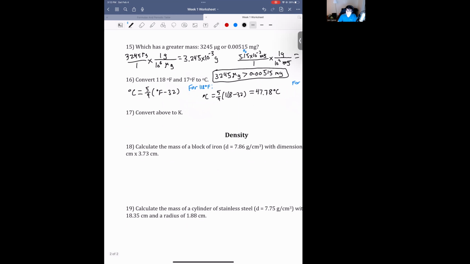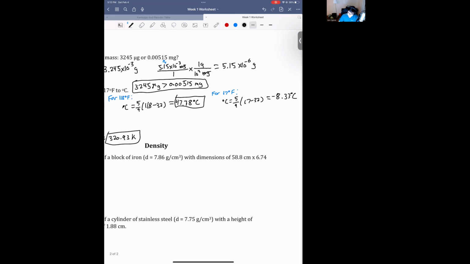To convert these both into Kelvin, right, all you have to do is add 273.15. So 47.78 plus 273.15. You end up getting 320.93 Kelvin, right?